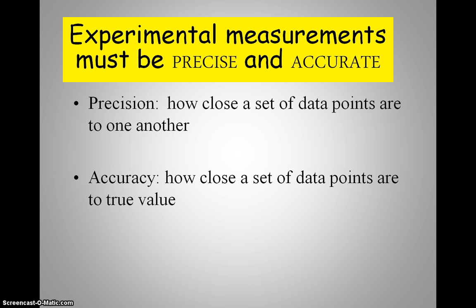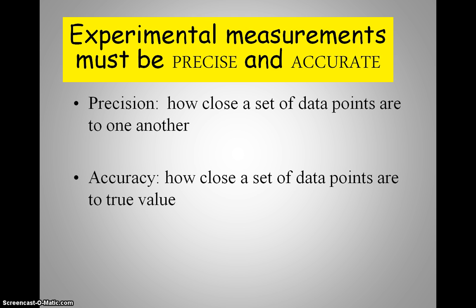So let's say you're using a piece of lab equipment and you don't really know how to use it for measurement, but you use it the same way every time. Your numbers could be very precise, very close to one another in that data set. However, they would not be accurate because they would not be close to the true value. So it's really important that we can do both of those things, be both precise and accurate.